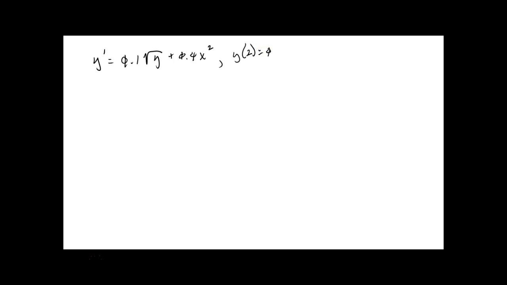So we're trying to get to y of 2.5. They told you what y of 2 was, that's 4, and we're trying to get what y of 2.5 is. Now we're going to do it two ways. First way, we'll use h equals 0.1. That'll be 5 steps, and then we'll do h equal 0.05. That will take 10 steps.